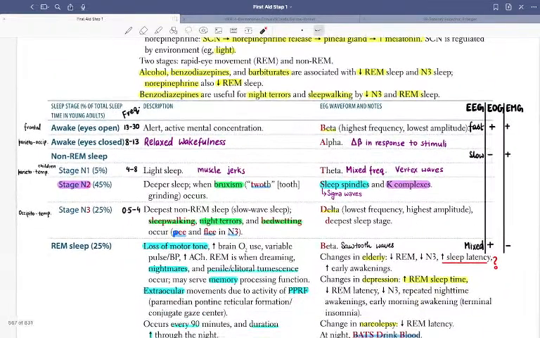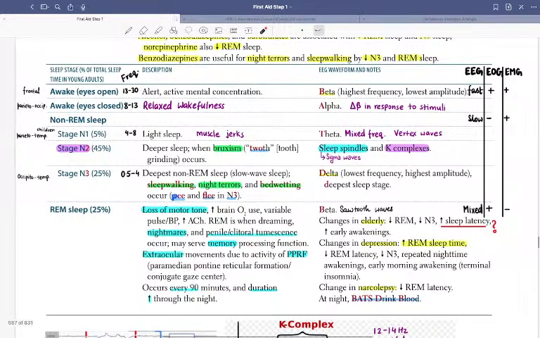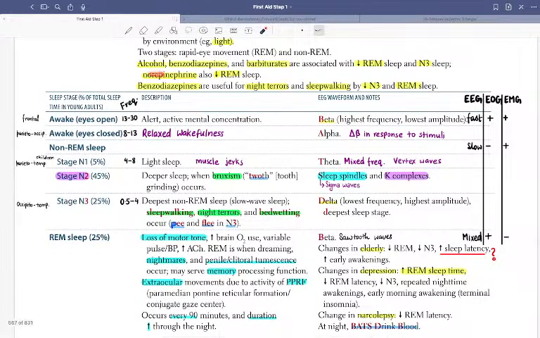Next is which one decreases the REM sleep. Alcohol, benzodiazepines, barbiturates. BAB. These three decrease REM sleep. This is also in one of my outlines, an important topic. And N3, and here norepinephrine decreases REM, and benzodiazepines are useful for nighttime sleepwalking by decreasing N3 and REM. Next, another very important point: alcohol is bad. Benzodiazepine is used as a treatment to deal with night terrors.